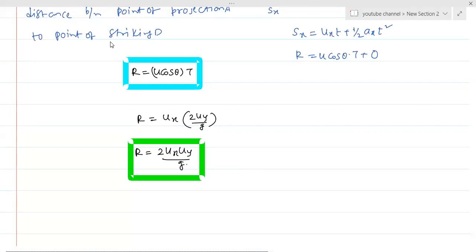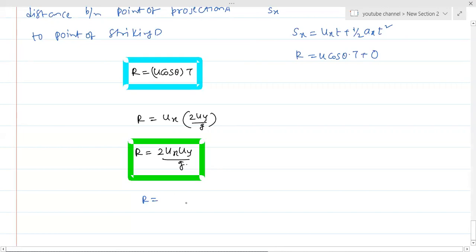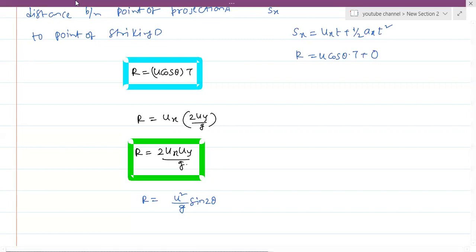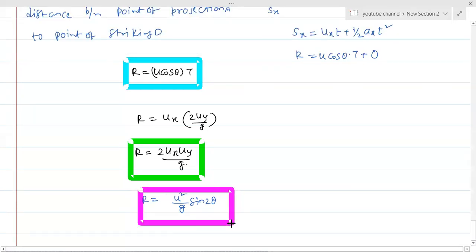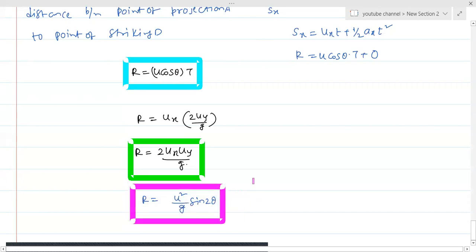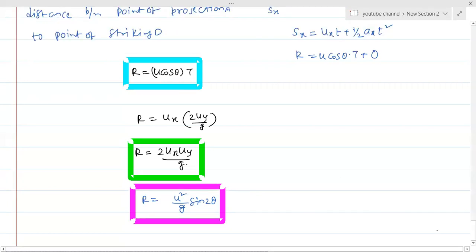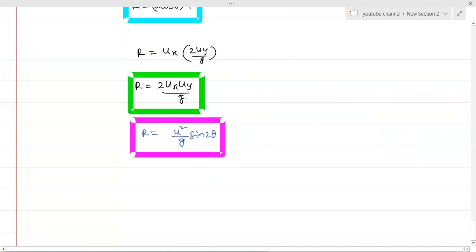And also we have one more expression. By substituting Ux and uy, we will get range R equivalent to u square by g into sin 2 theta. So these three formulas are very important. Depending on the situation, we will use one after the other. So this will be the range and maximum height.